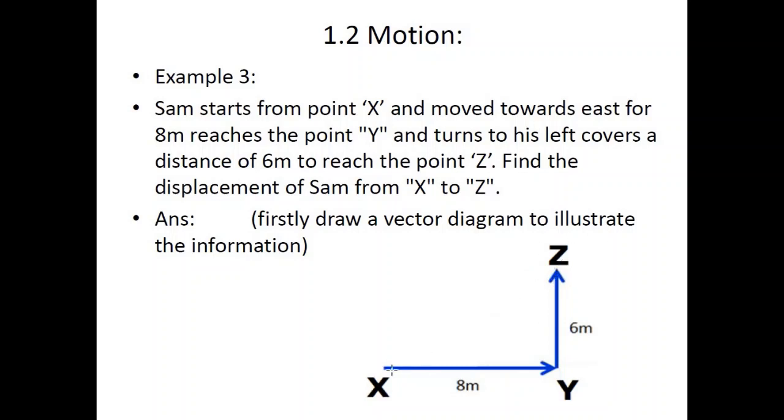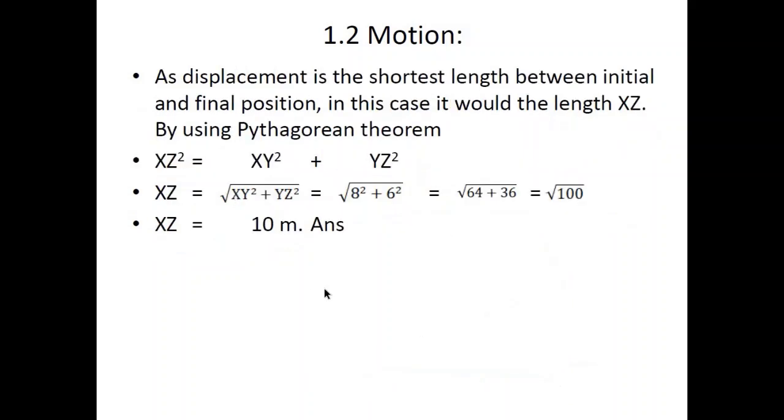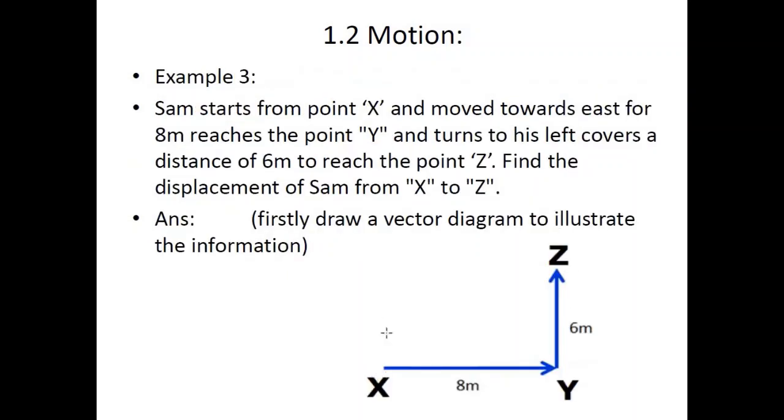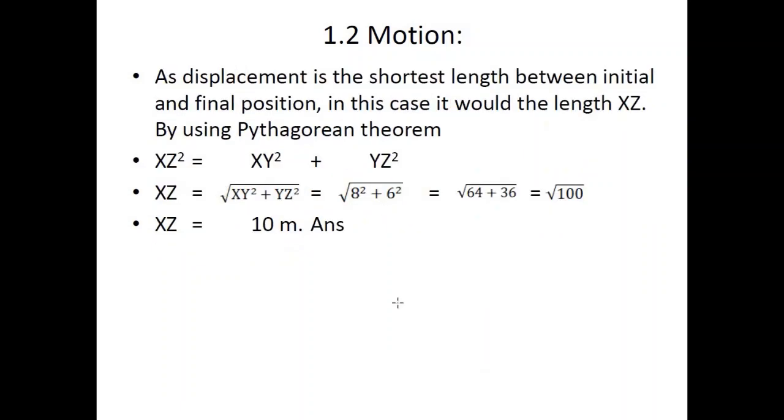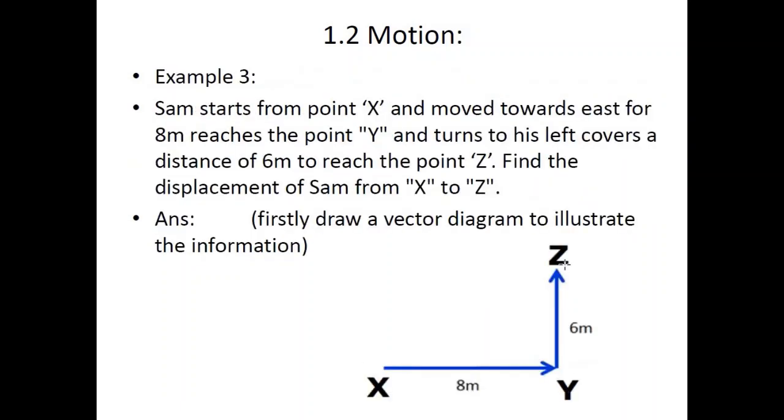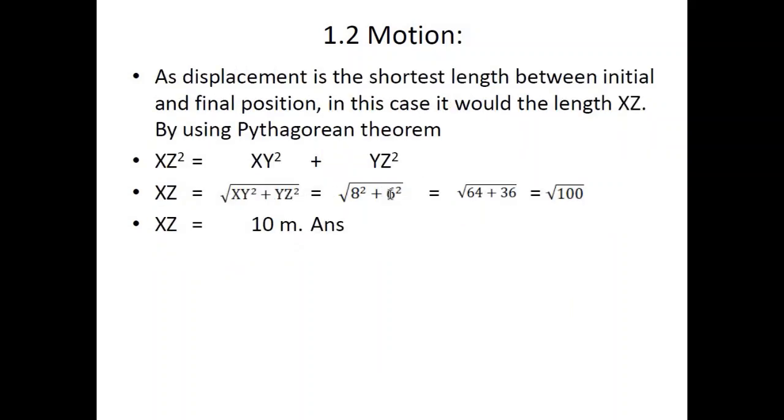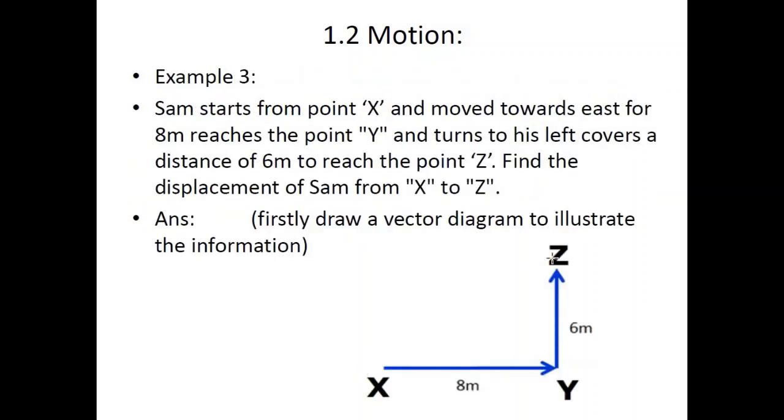And for that we can draw a hypotenuse over here, and we can use the Pythagorean theorem to find the length of this hypotenuse, like this: XZ square equals XY square, means base square, plus perpendicular square, that is YZ square. So 8 square plus 6 square equals 100 under root, and the XZ would be 10 meters. So the displacement from X till Z would be 10 meters, whereas the distance would be 14 meters.